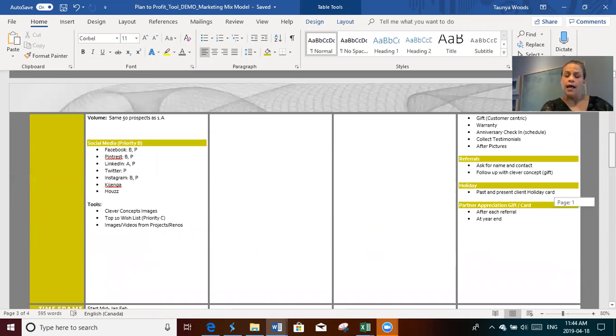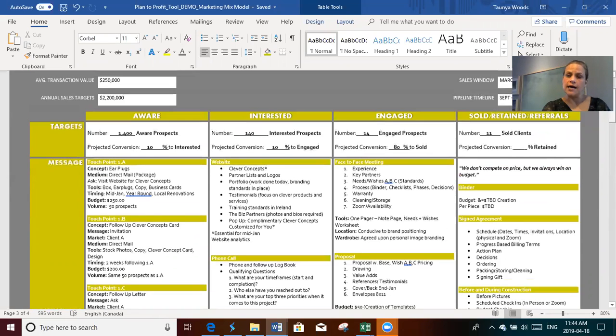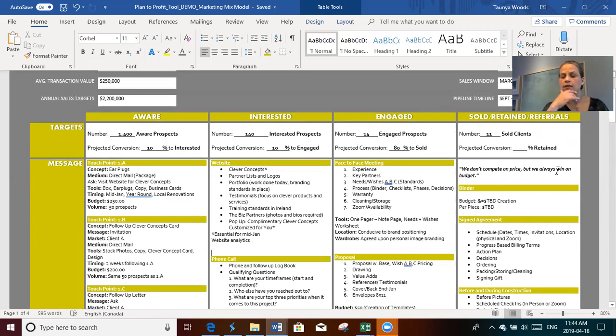And then I just want to draw your attention to this last piece, which is sold and retained. Thanks for hanging in with me here.